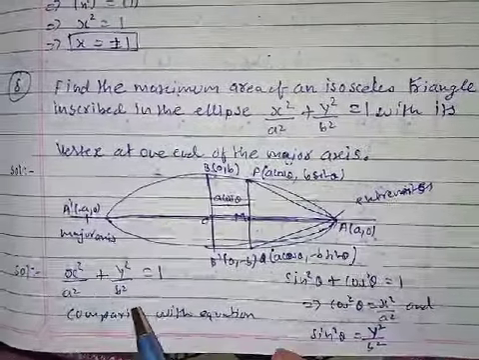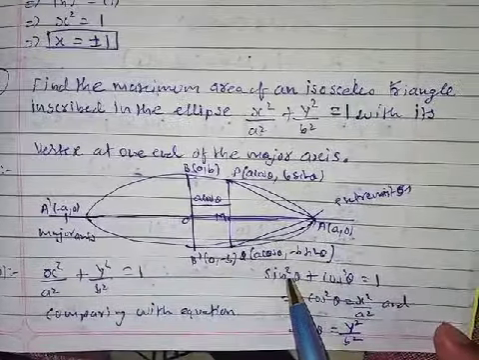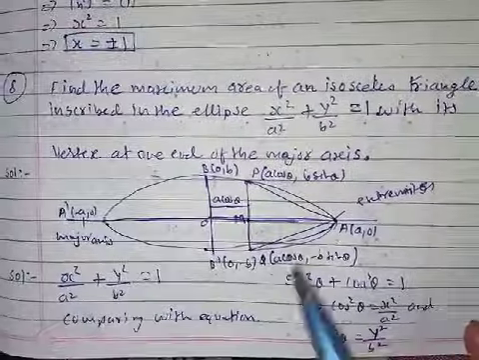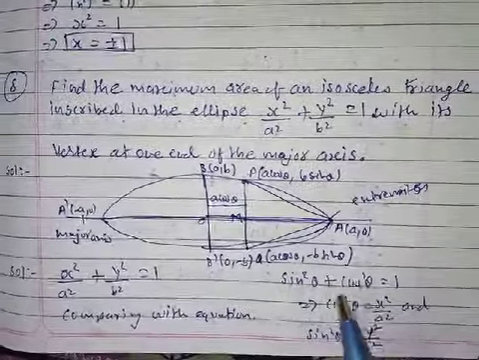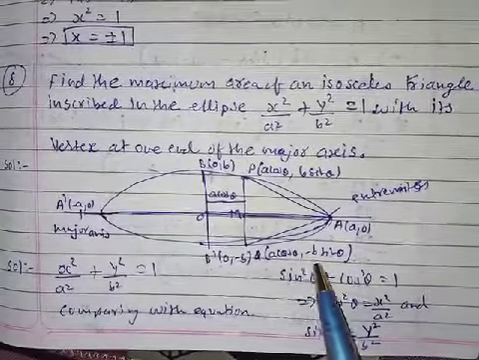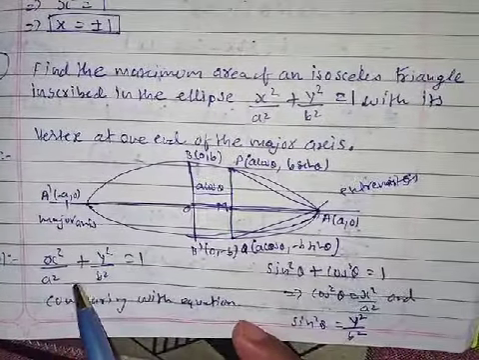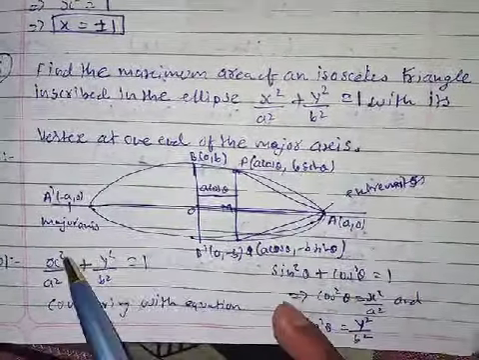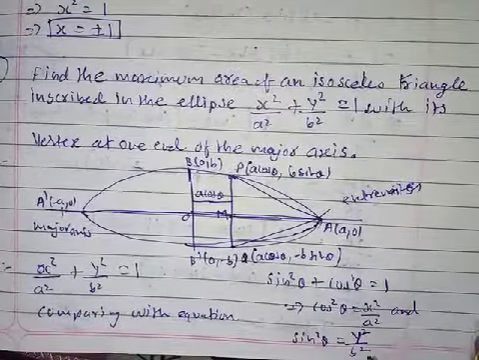Otherwise, if you take x square upon a square is equal to sin square, it will go wrong. Go ahead: sine is always perpendicular and cos is always horizontal. So in short, we can say cos represents the x-axis and sine represents the y-axis. So here is x, therefore we compare: cos square is equal to x square upon a square and sin square is equal to y square upon b square.